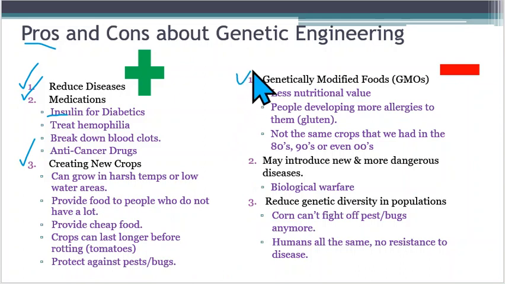Some cons, depending on who you ask, genetically modified foods may have less nutritional value. There might be more allergies to them, and they're definitely changing, even over the last decade. Another con is that if you had put that potential in the wrong hands, you might have biological warfare. Okay, and then the third one is we can be reducing genetic diversity by engineering only the parts, only the adaptations that we prefer. So corn might not be as adept at fighting off pests and bugs as they used to be.